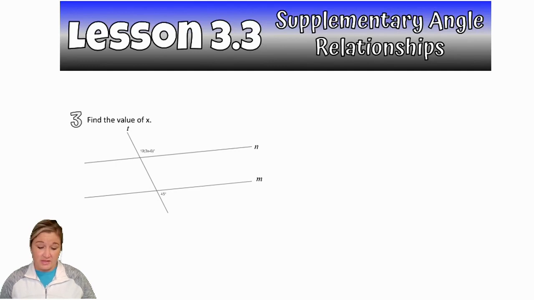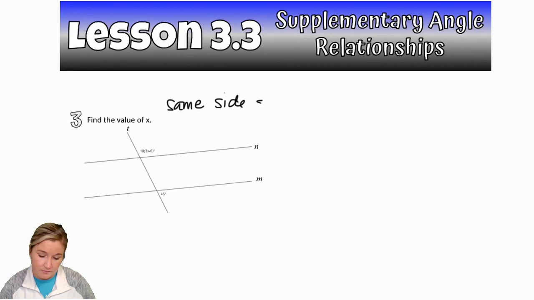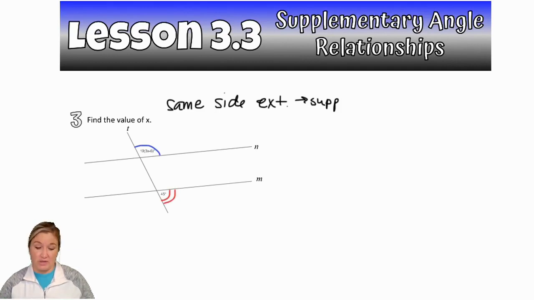All right, this time I'm going to name these two angles. I'm going to name this angle relationship, and then I'm going to find out what X is. So let's name this angle relationship. It's on the same side of my transversal, and they're both on the outside. So this is same side exterior, which means they're supplementary. So that means the blue angle plus the red angle added together is going to be 180 degrees.